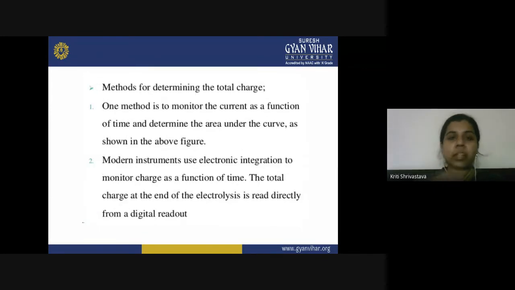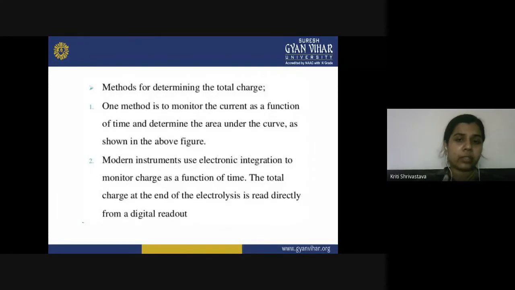So, what are the methods for determining the total charge? The first method is that you monitor the current as a function of time, then you plot a graph, the current-time profile, and then you calculate the area under the graph that we have just seen. So, that could be one of the mathematical methods in which you have to perform so many calculations.